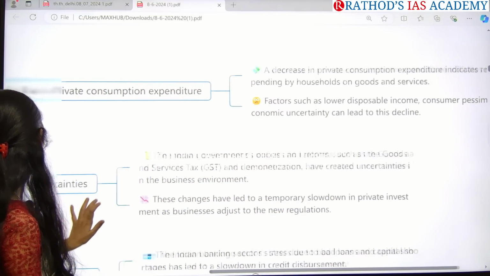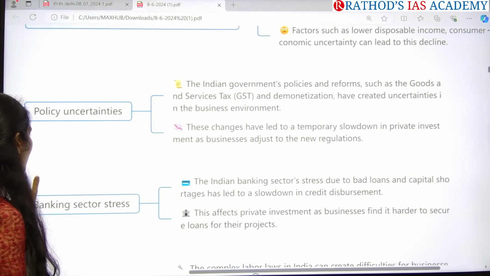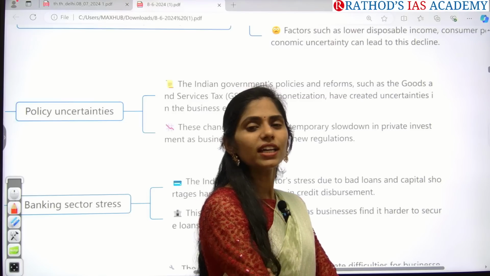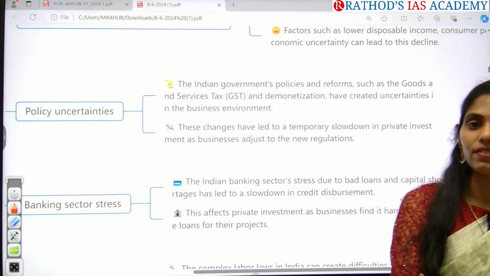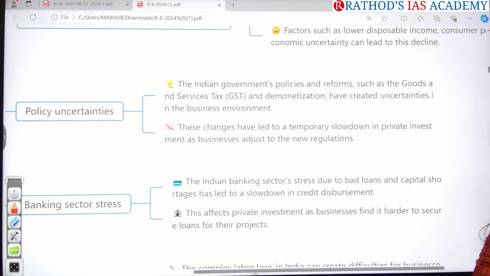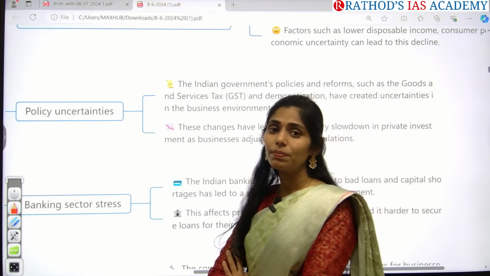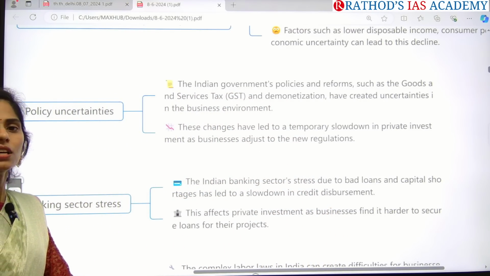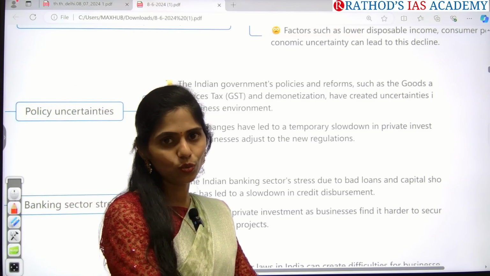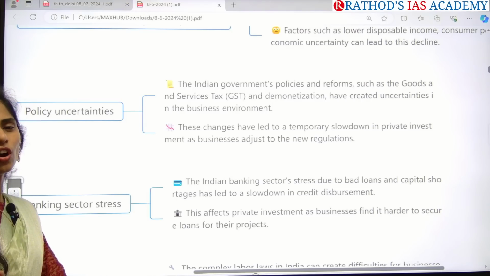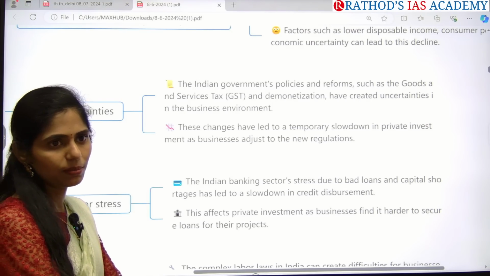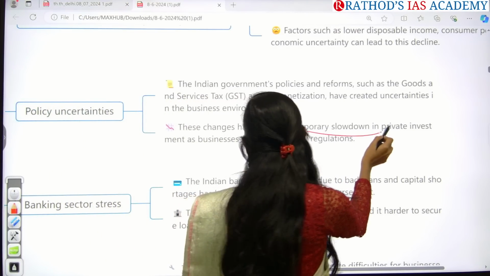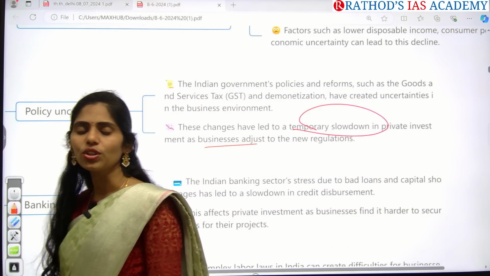And the next important point here is policy uncertainty. In 2017, our government at the central level came up with GST, that is goods and service tax. So it is also an uncertainty. And the government came up with demonetization, that is nothing but a ban on higher currency, right? Because of all these reasons, business people and some other people don't want to invest. Especially because of GST and demonetization, we can understand that there is a temporary slowdown in private investment in business as well. So these are the things that you have to remember.